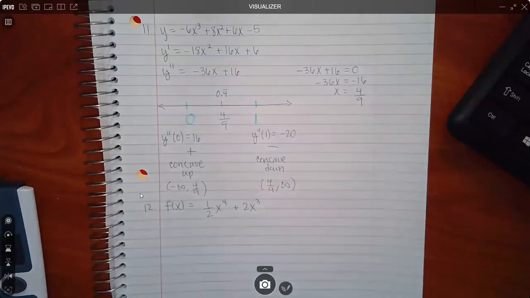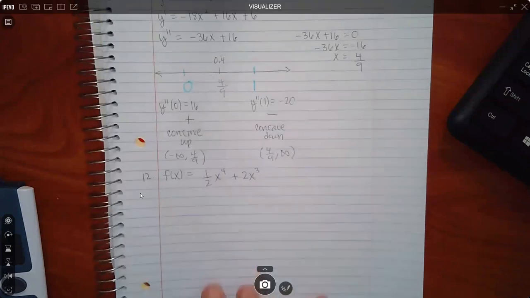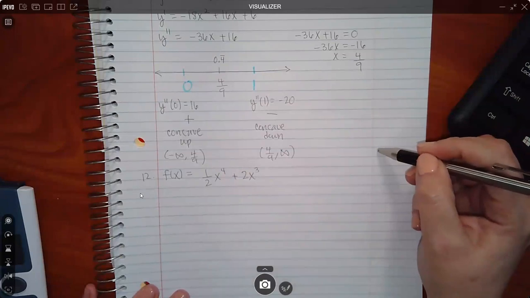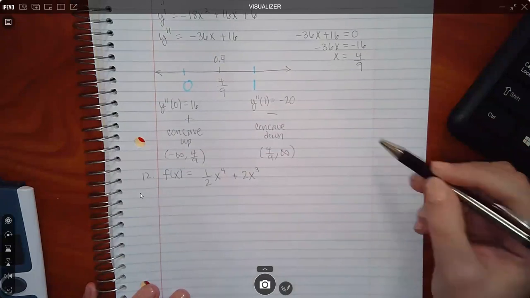This one wants points of inflection. So what is a point of inflection? When what turns from positive to negative? The concavity. And not necessarily from positive to negative, but any change at all. Okay? So any change in your concavity, that's where the inflection points are. So if you're going concave down, and then all of a sudden you're going concave up, right? That little wiggle, that's the point of inflection. Okay. And vice versa. If I was going concave up and then all of a sudden I went down, again, that's a point of inflection.